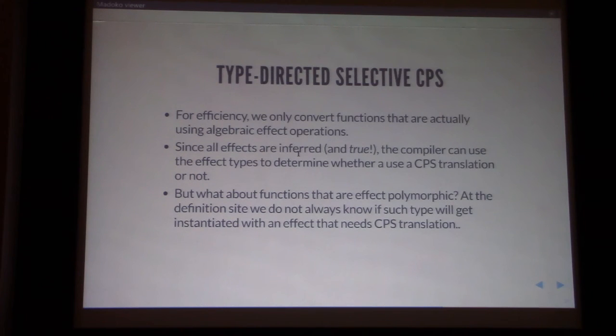Right, so it's type-directed selective CPS translation. And there's one problem that occurs with functions that are effect polymorphic. If you have no other information, just the polymorphic effect, you don't know: is this using a user-defined algebraic effect that I need to compile using CPS translation, or is this just using non-algebraic effects, and can I compile it more efficiently? If you're polymorphic, you wouldn't know what to do. You basically have a choice.